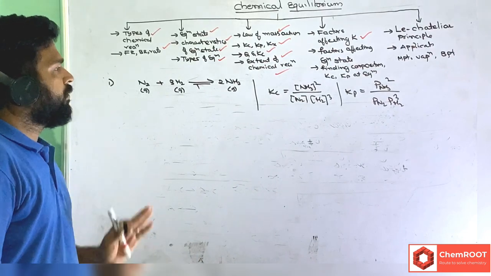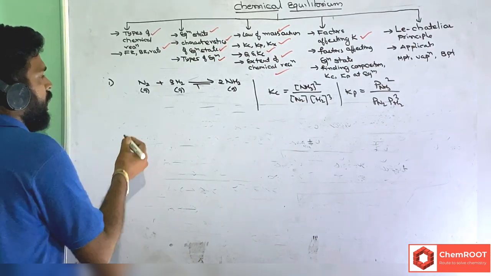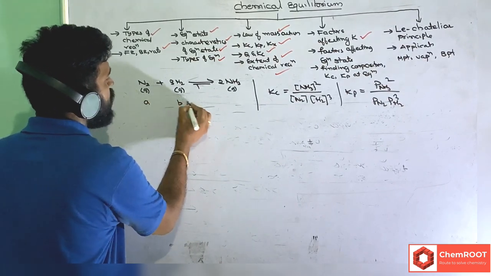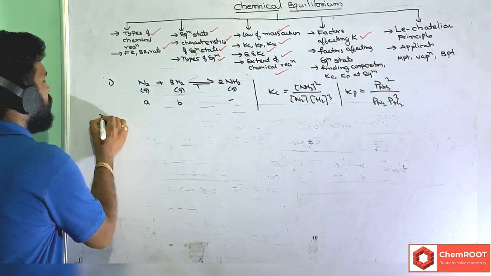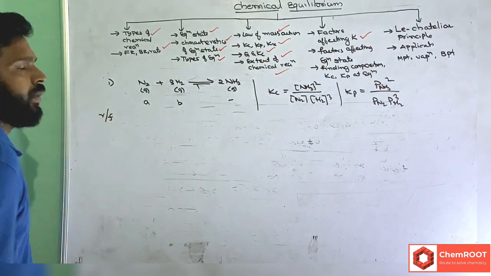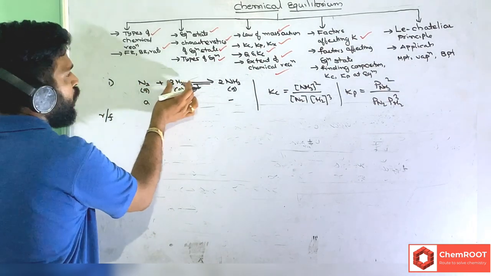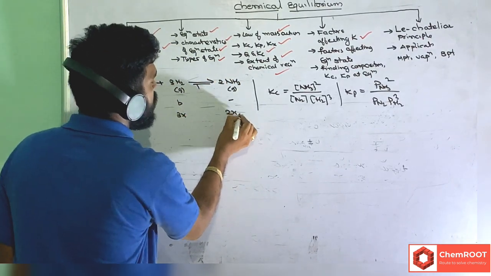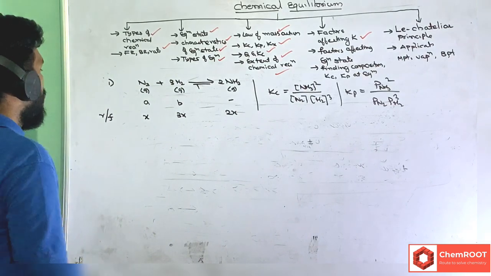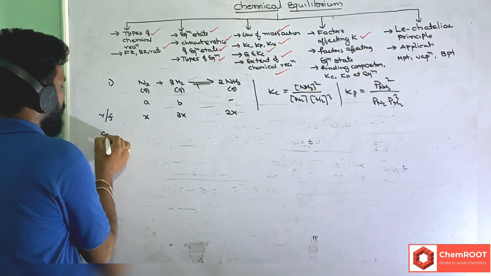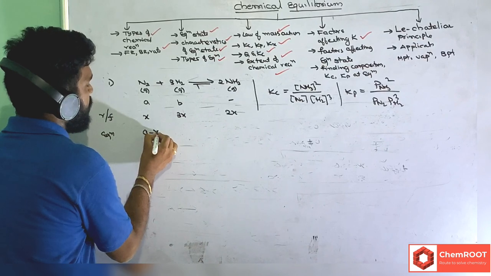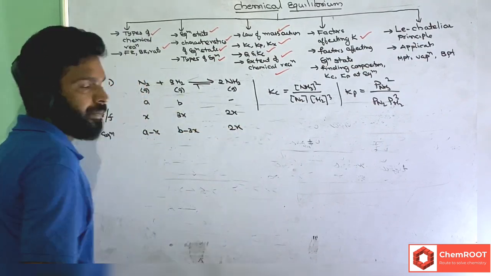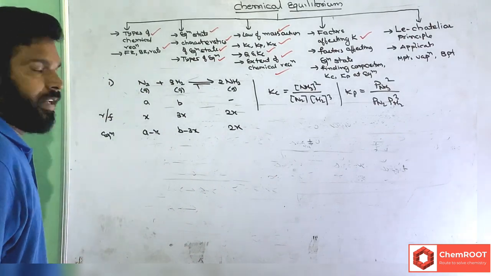Initially, some moles will be there, like A moles of N2 and B moles of H2, and nothing of NH3. Then the reacted or formed amounts: one mole of N2 reacts with 3 moles of H2 and forms 2 moles of NH3. So X moles react with 3X moles and form 2X moles. What will be present at equilibrium then? A minus X, B minus 3X and 2X. These are the number of moles at equilibrium.